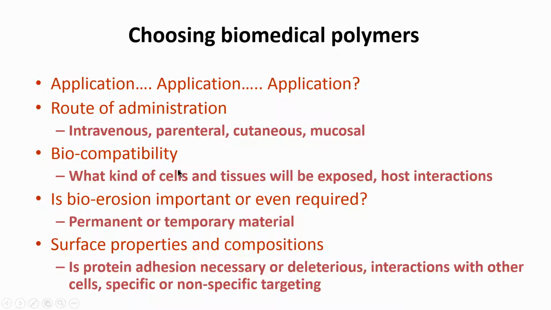And then as we discussed, we may also want some kind of degradation to happen, some kind of bioerosion. So, again this depends on whether we want a permanent implant or we want it to be temporarily injected into the body and get cleared out. And then also, what are the surface properties? Do we want the proteins present in the body to interact with the surface? Sometimes we do not want that to happen. Again, all of these we will discuss, but these are some of the things that we will need to consider before we choose a biomedical polymer for our application.